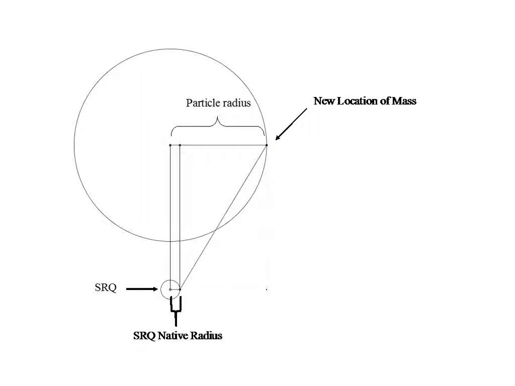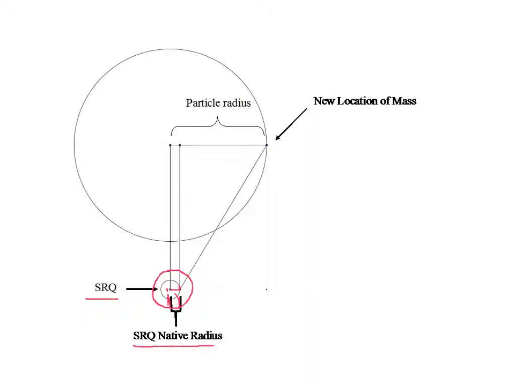And let's look first at the change that occurs with the small radius quantum. We have here the small radius quantum. The radius is here, and this would be our native radius.